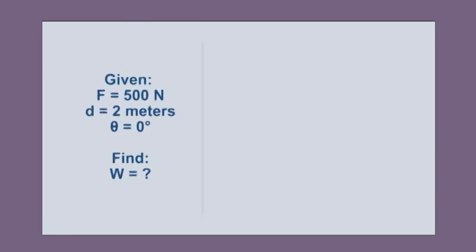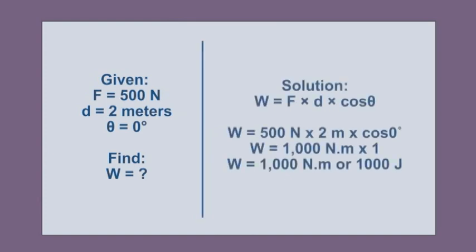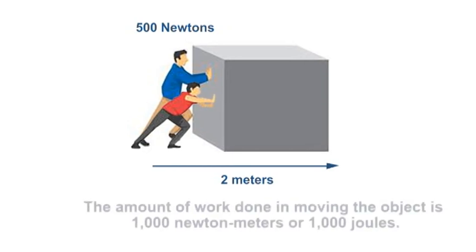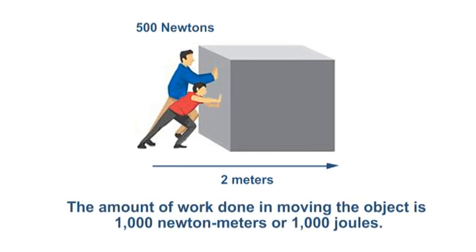Plugging in our given into our work equation, W is equal to F times D times cosine theta, we get W is equal to 500 newtons times 2 meters times cosine 0 degrees. W is equal to 1,000 Newton meters times 1. W is equal to 1,000 Newton meters or 1,000 joules. Therefore, the amount of work done in moving the object is 1,000 Newton meters or 1,000 joules.